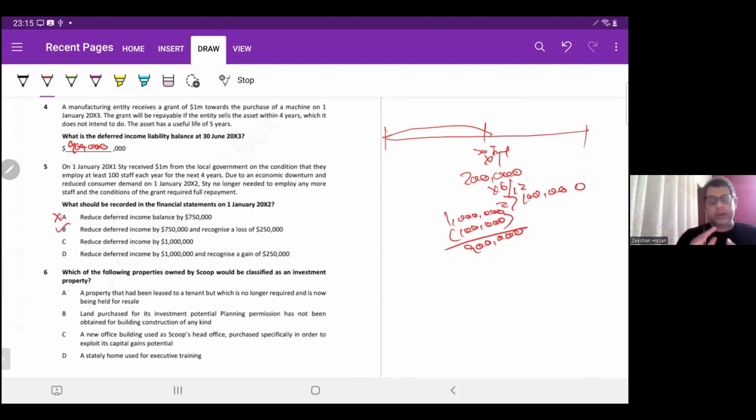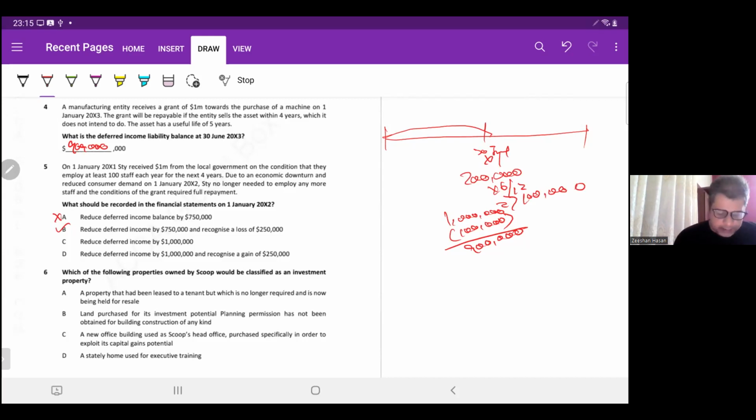This is a revenue grant and would therefore be released to the statement of profit or loss over the 4-year life. By the end of year 1, 250,000 would have been credited to the statement of profit or loss, leaving 750,000 held in deferred income. At this point, the amount is repaid, meaning that the deferred income is removed as well as the 250,000 income previously recorded. So B is the answer.